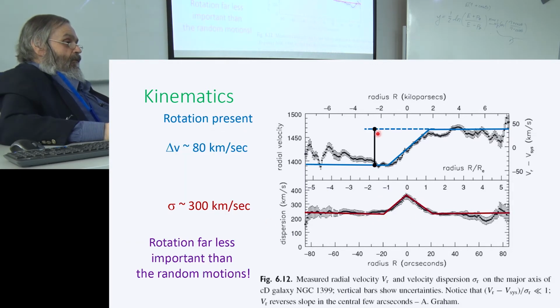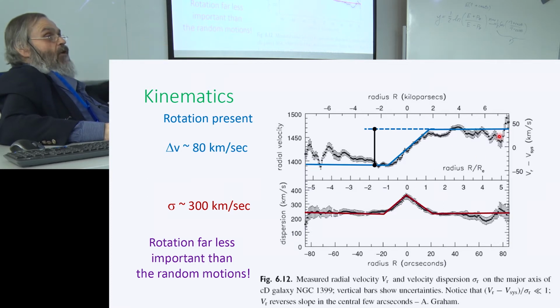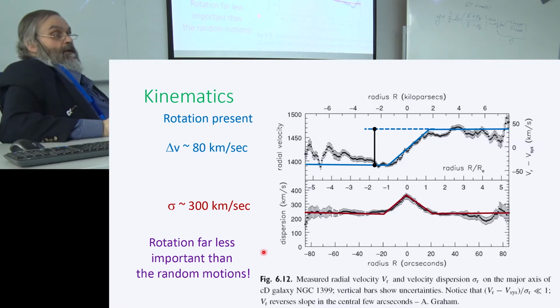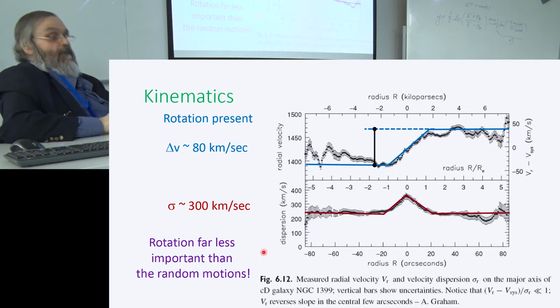In fact, this is a delta V of about 80 kilometres per second, and it's what you would expect for rotation. It's blueshifted on one side and redshifted on the other, so you've got rotation with a total change in velocity of about 80 kilometres per second. This is the velocity dispersion about the mean, and it's about 300 kilometres per second. So the random motions about the mean are a lot more than the rotational component, which means rotation is not nearly as important as the random motions in this galaxy.